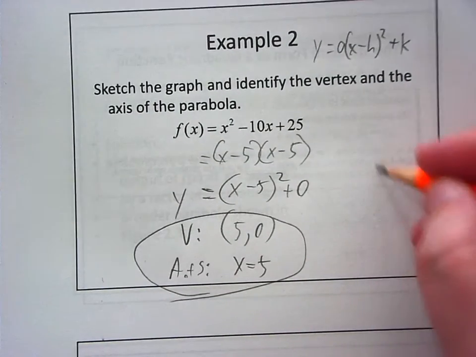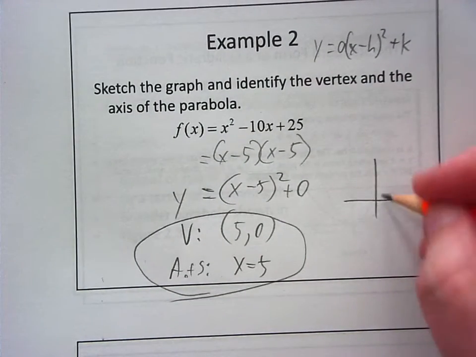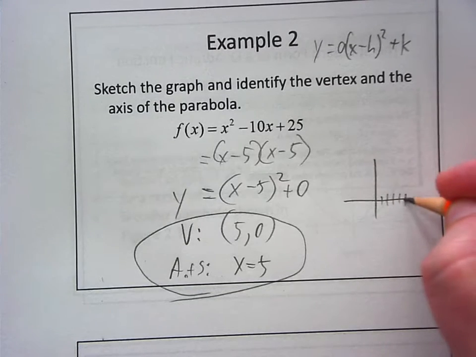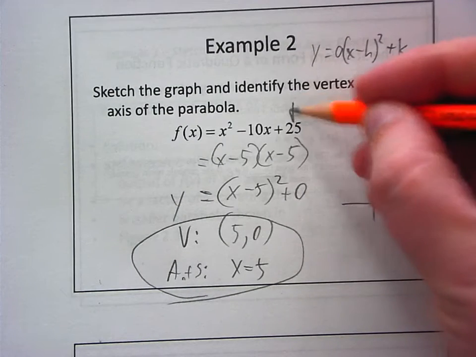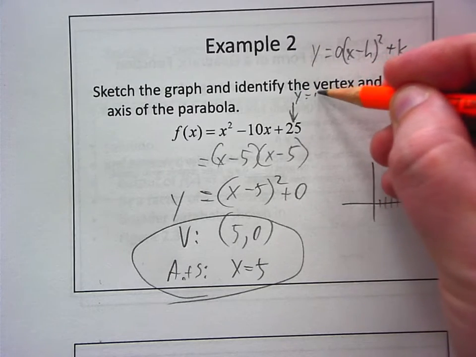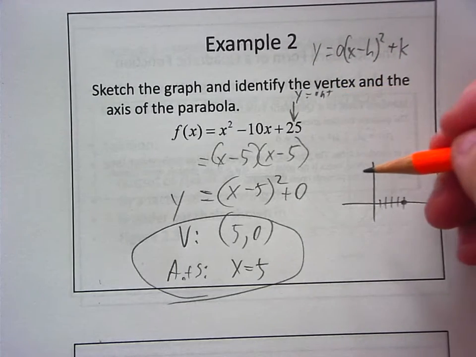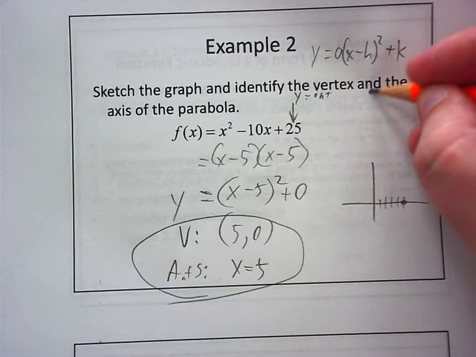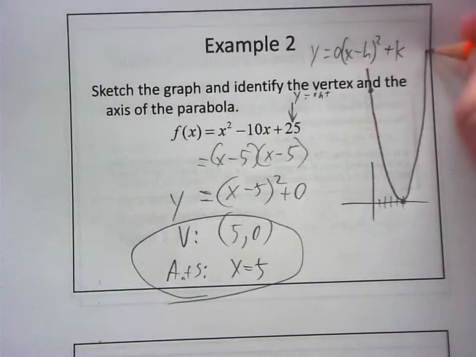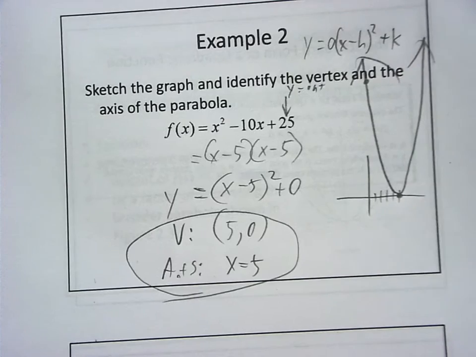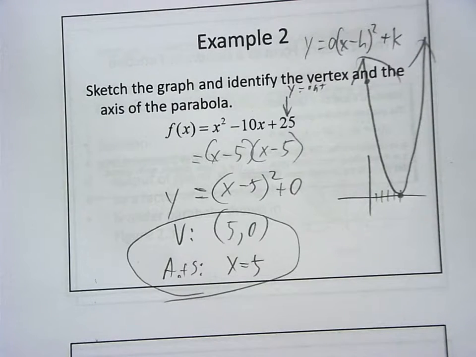So if I rough sketch this thing, I'm going to go 5 to the right. Which way is it open? Up. What's its y-intercept? 25. That's this value up here. Remember, that's where it's going to intersect the y-axis. So if I go up here, just rough sketch it. It would look roughly like that. Okay.